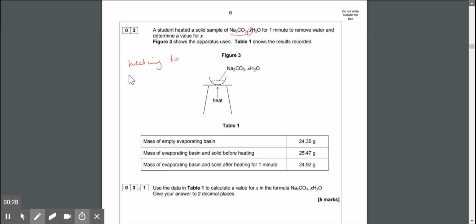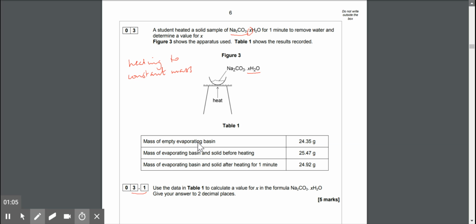Heating to constant mass. That's when you heat it to get rid of all the crystallized water, and then you weigh it, and you keep on doing so until the mass is constant. And when it's constant, you've got rid of all of the water. But in this case, they've only heated it once. All right, so I suspect that in a subsequent question to 3.1, they're going to ask us about that. But in any case, let's do 3.1 first.